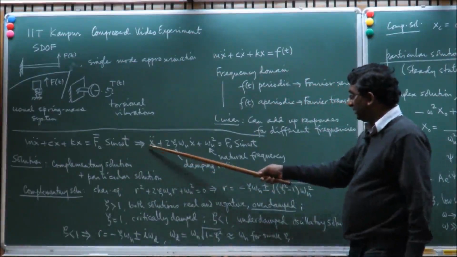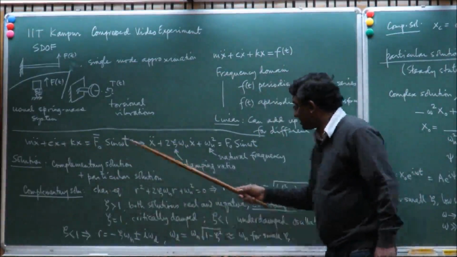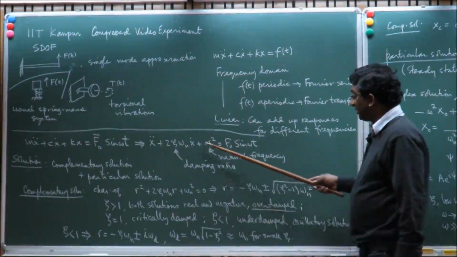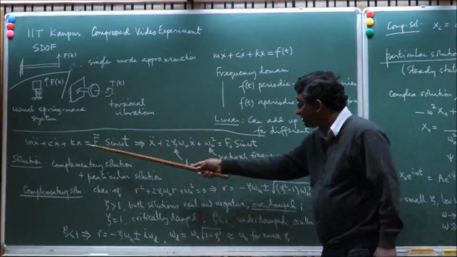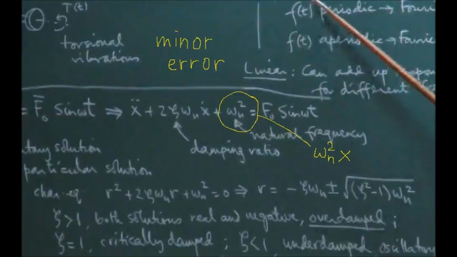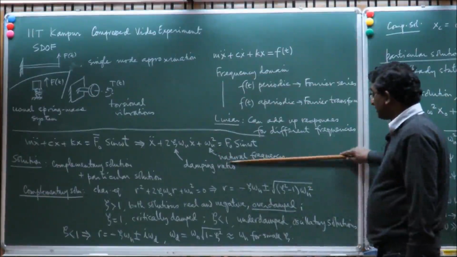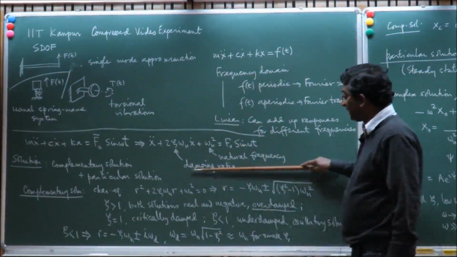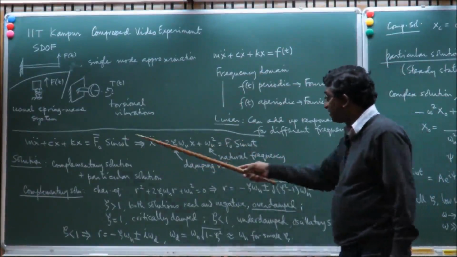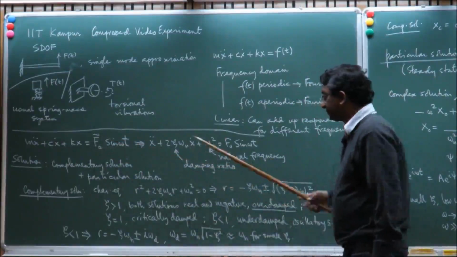When we divide by m, what that c becomes is c by m, but we write it as 2 zeta omega n, where omega n squared is k by m. So this omega n is called the natural frequency of the system, this zeta is called the damping ratio of the system, and now I have dropped the bar over here. This f0 is f0 bar by m.